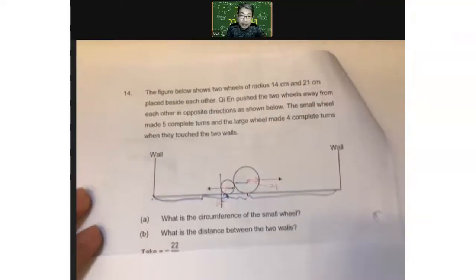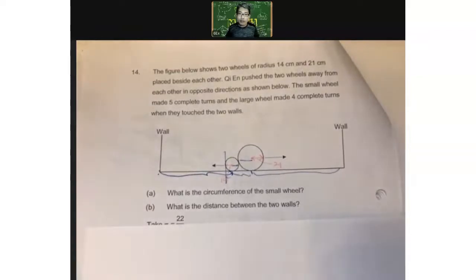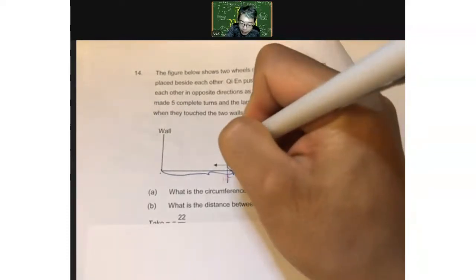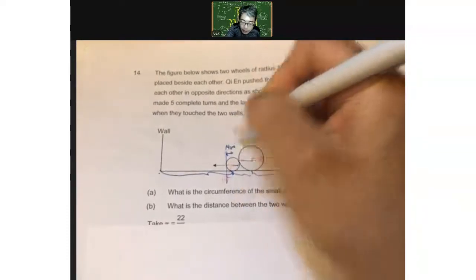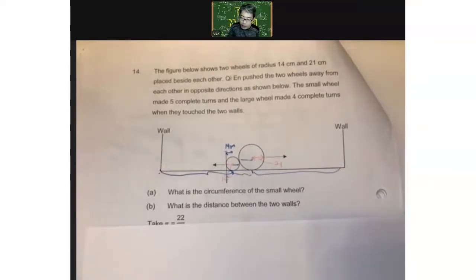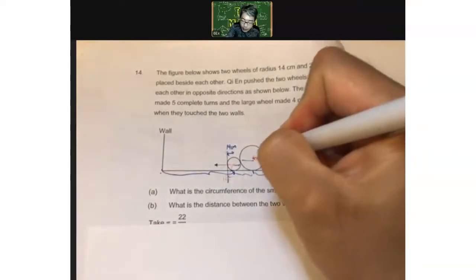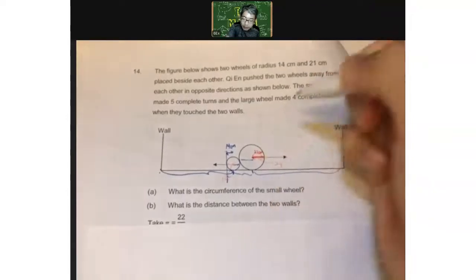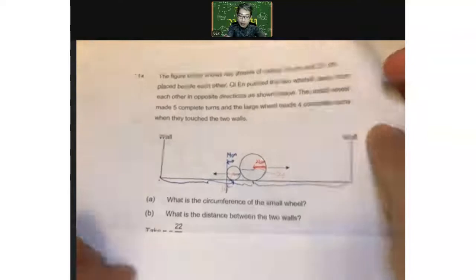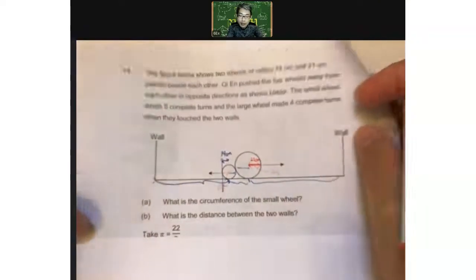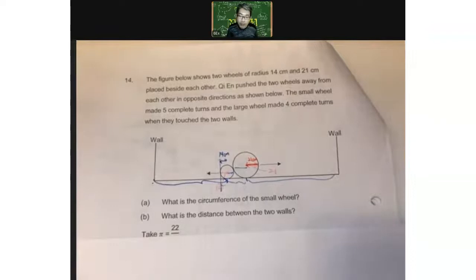Okay, now in this figure, it shows the 2 wheels of radius 14 cm and 21 cm. Clearly, the smaller one here is the 14 cm, and the larger wheel here is the one with the radius of 21 cm. They're placed beside each other. Now, Tien pushed the 2 wheels away in opposite directions. The small wheel makes 5 complete turns, and the large wheel makes 14 complete turns when they touch the 2 walls.